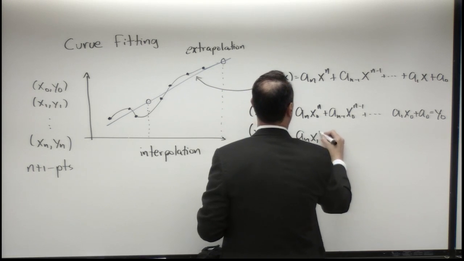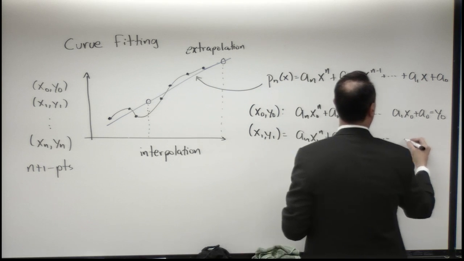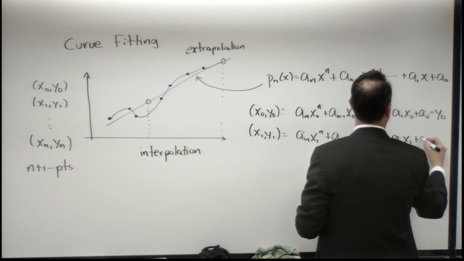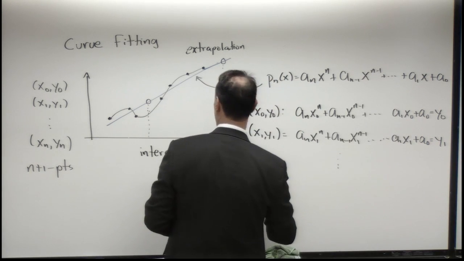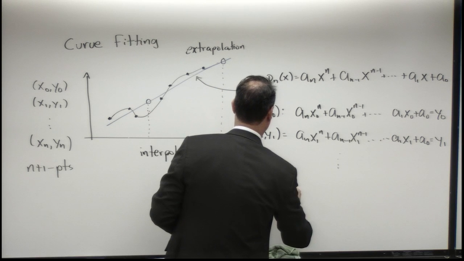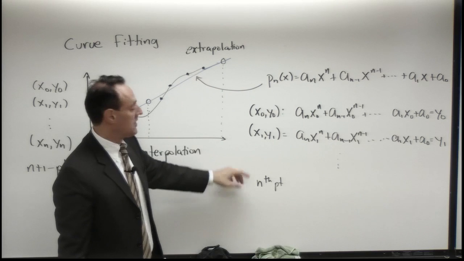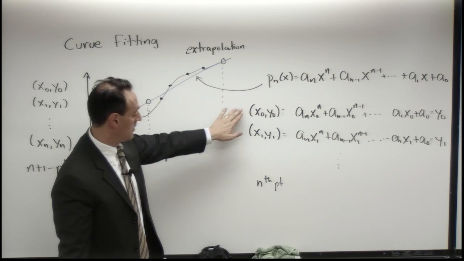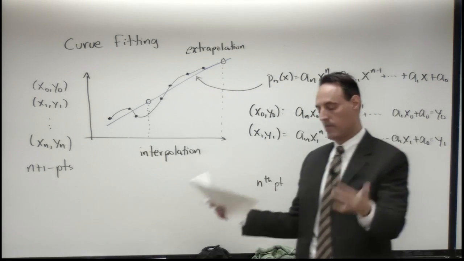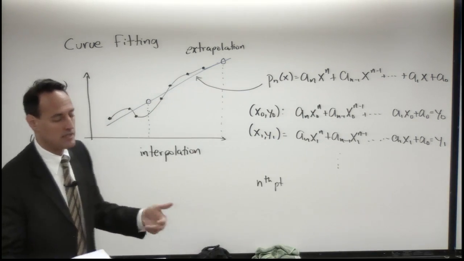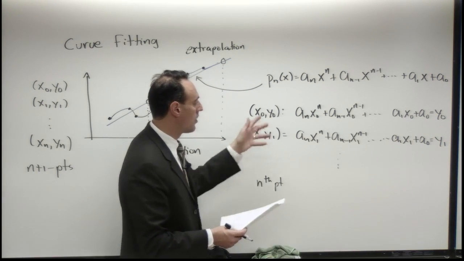You get the same thing if you go through x1: a_n x1 to the n, all the way down to a1 x1 plus a0 equals y1, all the way down to the nth point. So there are n plus 1 constraints because I started counting at 0 and not at 1. There are n plus 1 unknowns. I have an n plus 1 by n plus 1 system of equations that you can solve. So that's one way to do it.